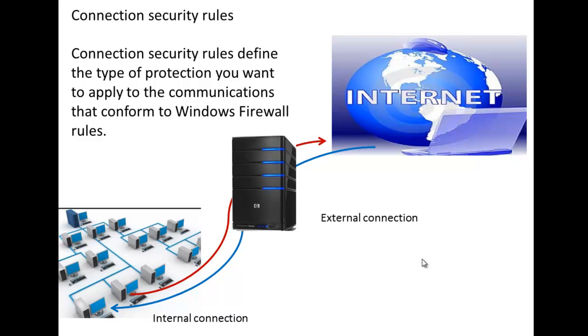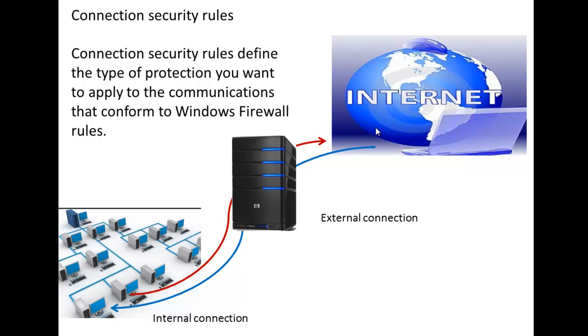Hello, everyone. In this session, we want to discuss connection security rules. Connection security rules are the rules that say what type of protection you're going to apply to the traffic coming into your network and the traffic going out of your network.